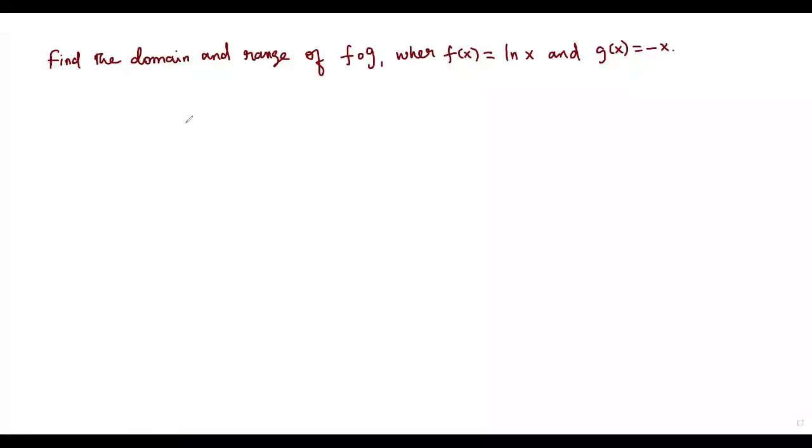Here we have a problem on finding the domain and range of a composite function, where f of x equals natural logarithm of x and g of x equals negative x. Let me write the composite function f∘g. The formula to get the composition of two functions f and g is f of g of x.